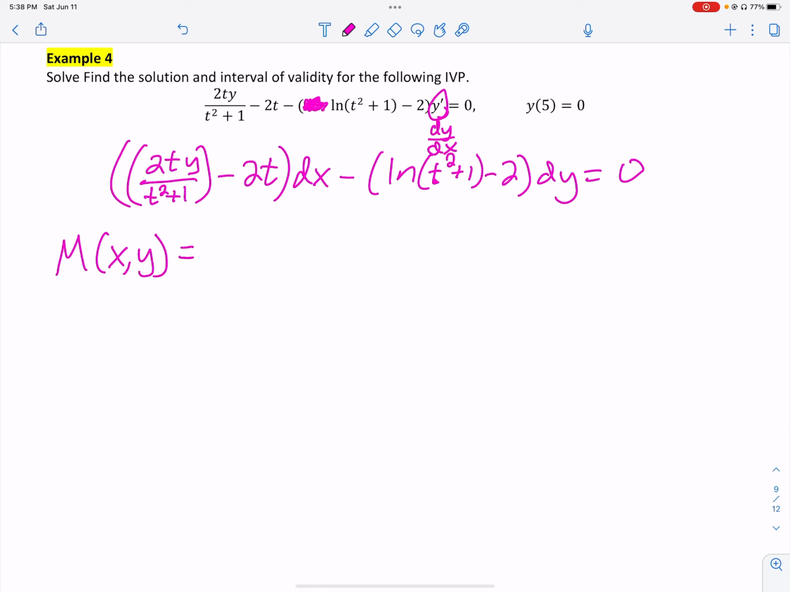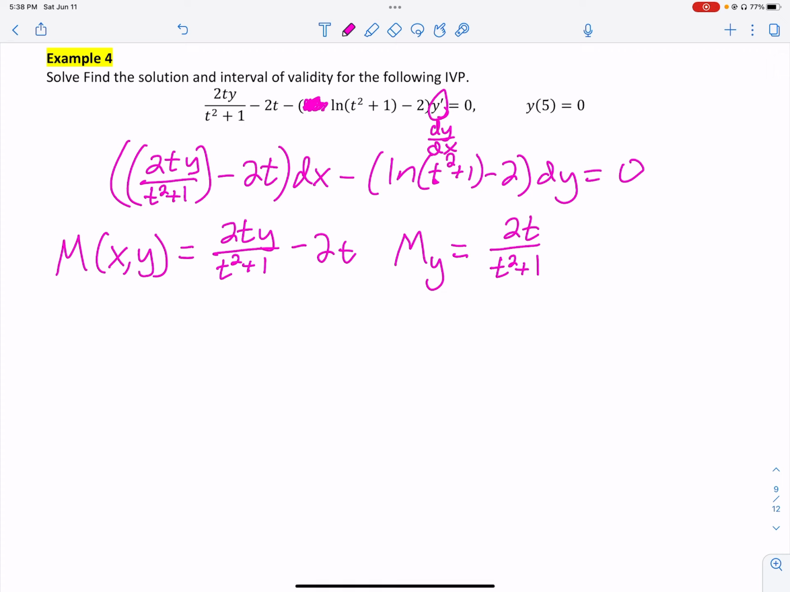Checking now to see if it's exact. M is that whole first expression, 2ty over t squared plus 1 minus 2t. And we want to take the partial with respect to y, the other variable, not dx, but the other variable y. This becomes 2t over t squared plus 1, because t in this case is the constant. So this is like having 3 times y. The derivative of that with respect to y would be a 3, right? Well, we have that here, it's just this function times y. So if I take the derivative, I get that function out front, which is considered a constant in this case. Okay, so we have that.